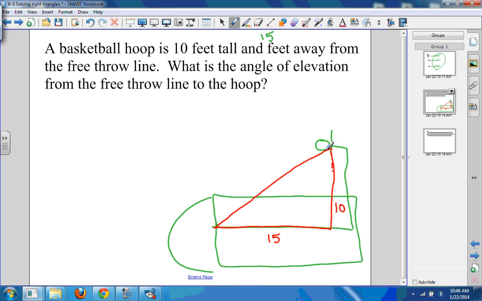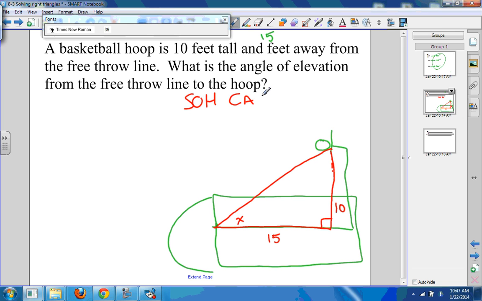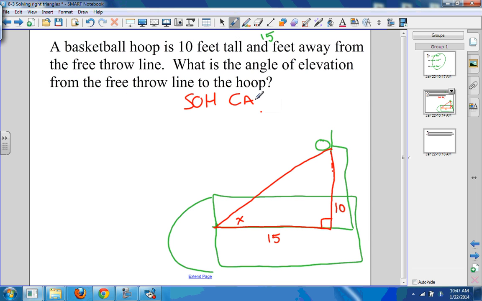We have an angle of elevation that we're looking for from the free throw line right up to the basket. So this is going to make a right triangle, and I'll call my angle X because we don't know what it is. We're trying to figure it out. All right? And so, of course, we're going to use SOHCAHTOA to help us out in this problem. SOHCAHTOA. So we're using this angle X.